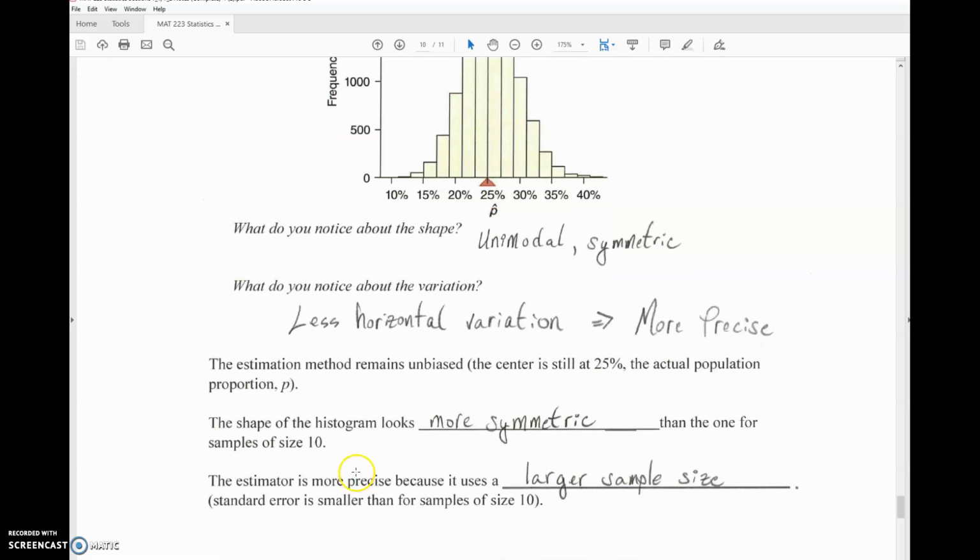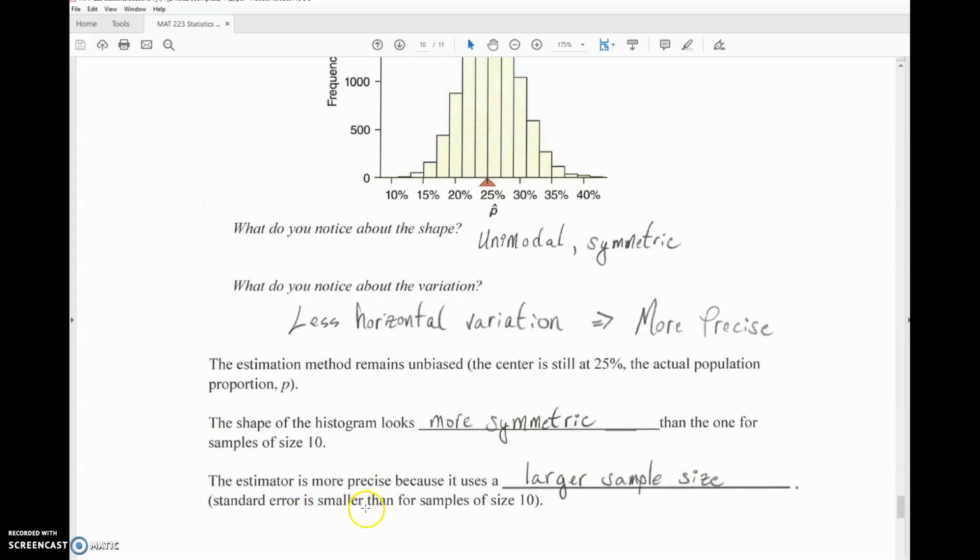The shape of the histogram looks more symmetric than the one for samples of size 10. And the estimator is more precise because it uses a larger sample size. That's the important thing to remember. The larger sample size we use, the more precise our estimate will be.